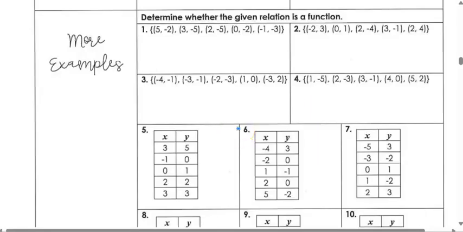All right, so if I have a list of ordered pairs, I'm looking at the x values. So 5, 3, 2, 0, -1. None of those repeat, so we would say, yes, this is a function. Okay, for number 2, I have -2, 0, 2, 3, 2. So the number 2 appears twice, and one time it's matched with -4, and the other time it's matched with +4. That means this is not a function, because 2 is matched with two different y values.